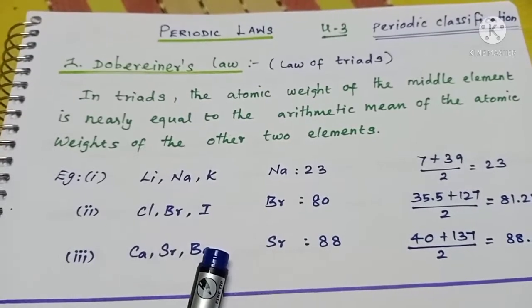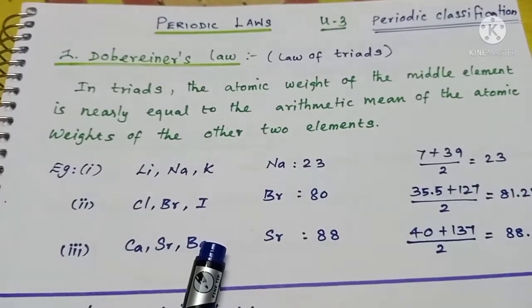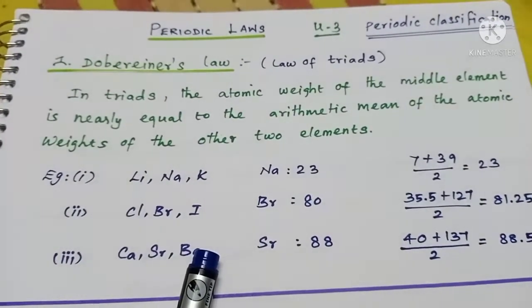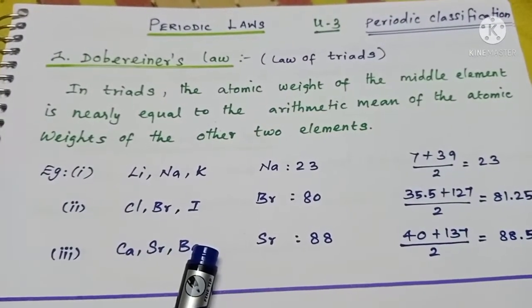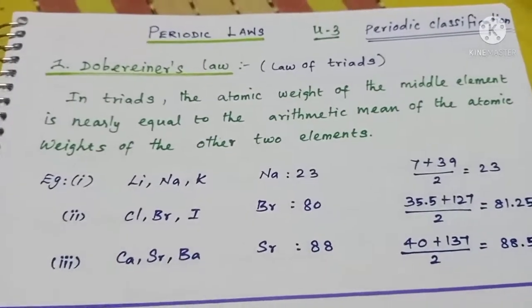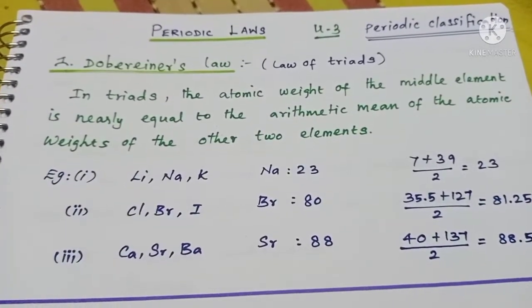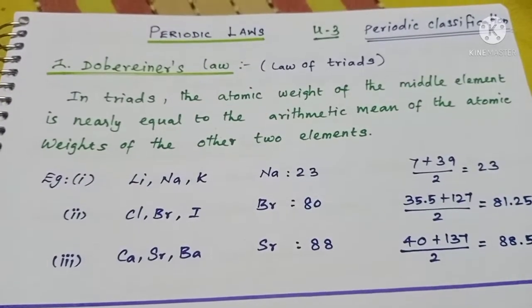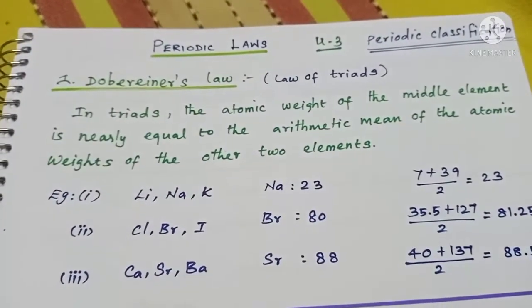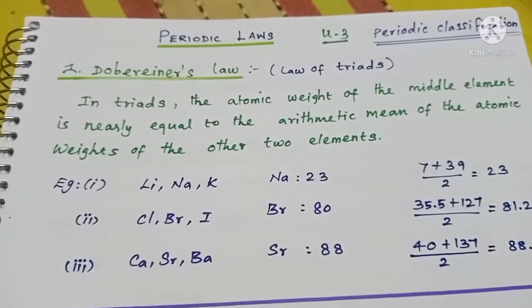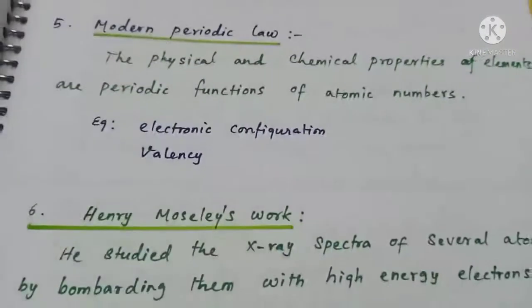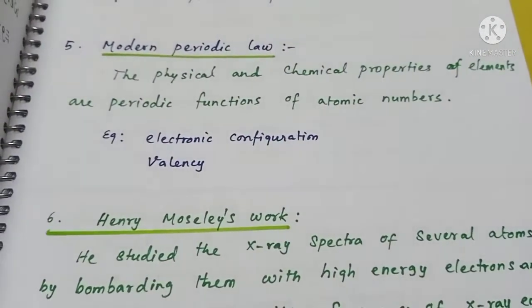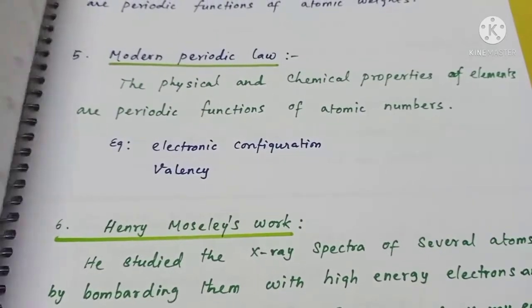Today's video I'm going to discuss various periodic laws which are used in the construction of the periodic table, which comes in unit number 3, periodic classification lesson. Several laws were used in the construction of the periodic table: Dobereiner's law, de Chancourtois' law, Newlands' law of octaves, Mendeleev's periodic law, modern periodic law, as well as Henry Moseley's work, etc. That is what we are going to discuss in this video.